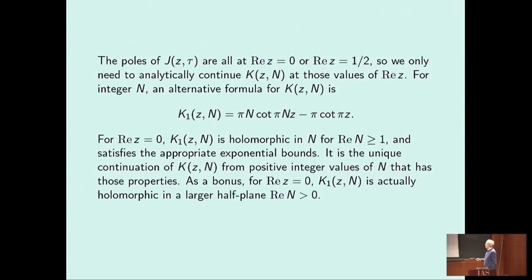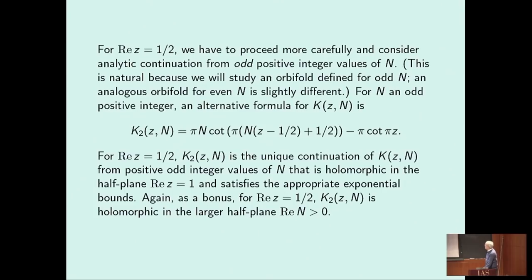This depends upon z having real part 0. So this is the analytic continuation of k of z and n, provided by the unique one allowed by Carlson's theorem when the real part of z is 0, and has a bonus larger holomorphy. If the real part of z is half, we have to be more careful and continue from odd positive integer values. That's natural because we actually will study an orbifold for odd n. An analogous orbifold for even n is slightly different. And since we're interested in n equals 1, it's more natural to continue from odd values of n.